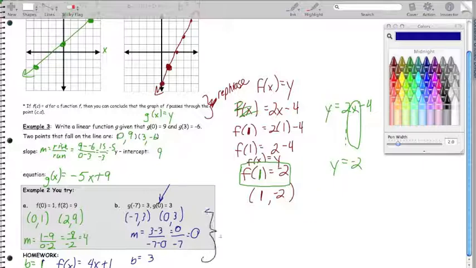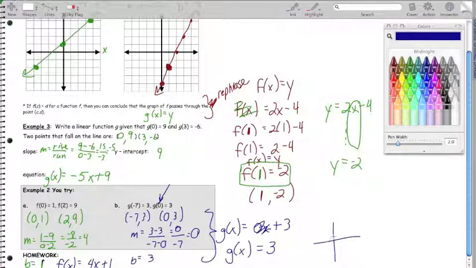Now I can put those together into my function. It's g of x, so they're using g here, so it's g of x equals, my slope is 0, so 0x, my y-intercept is 3. And I can simplify that. 0 times anything is 0, so my function is g of x equals 3. And that's it. They don't ask us to graph or anything, but if we wanted to, we could graph this. This would be 1, 2, 3, straight across.